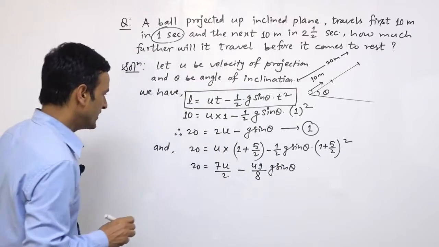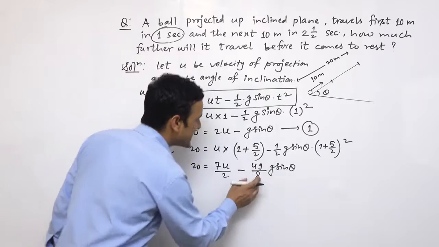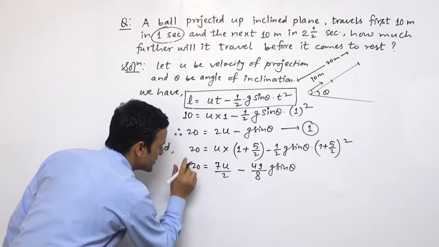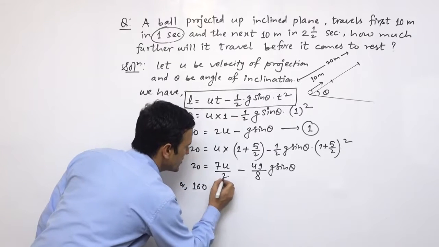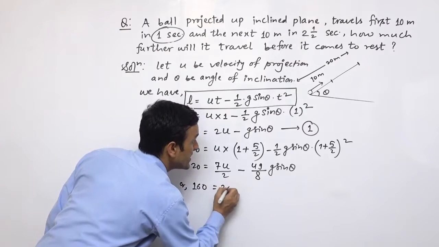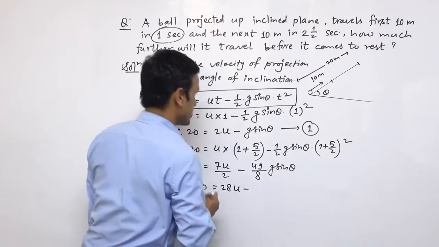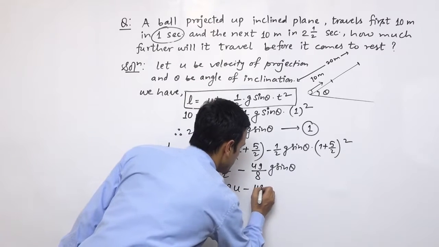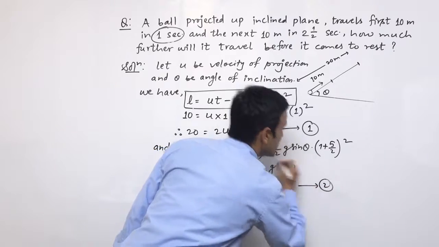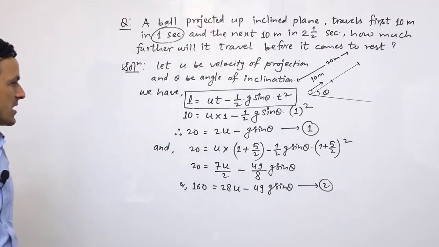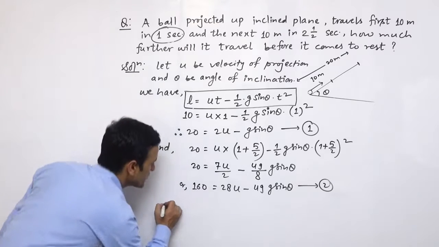So this is the question. If you take the LCM of this 8, so 8 to the 160, write down directly 160. So 2 4 the 7, 4 the 28u minus, and this one 49 g sine theta. So this is equation 2. Now solving this 1 and 2.